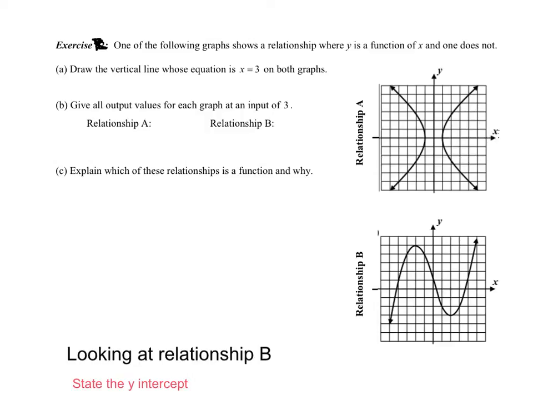Alright, our first exercise. One of the following graphs shows a relationship where y is a function of x and one does not. Part A says draw the vertical line whose equation is x equals 3 on both graphs. So, I'm going to go to the x-axis and count over 3 spaces, 1, 2, 3. x equals 3 is a vertical line, so it starts with x equals, and we'll draw it, and of course we'll label everything as we graph. So x equals 3, and it says do that on both graphs, so I'm going to go ahead and do it on the second one as well.